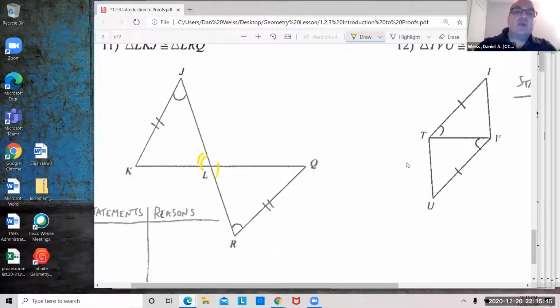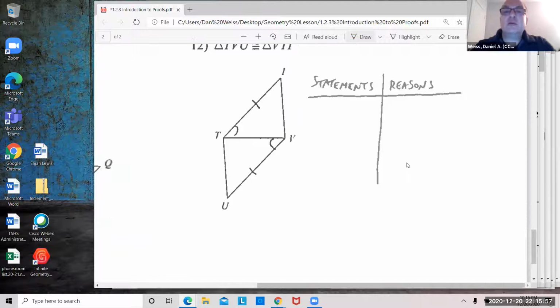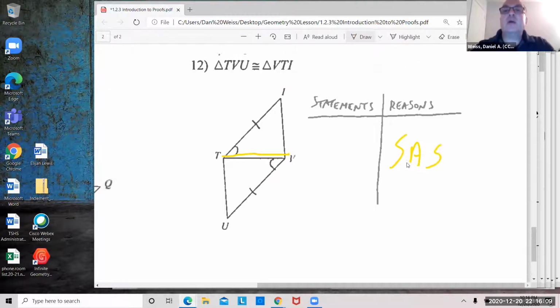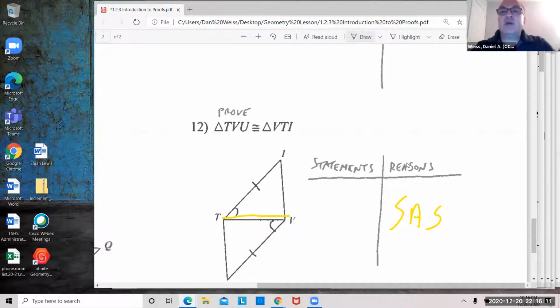This guy equal to this guy, vertical angles. Is the side in between the angles? No, it's after the angles. So you're going to have angle, angle, side. Over here, this guy's part of both triangles. The angle's between the sides, so it's side, angle, side. All right. That's going to be your proofs.